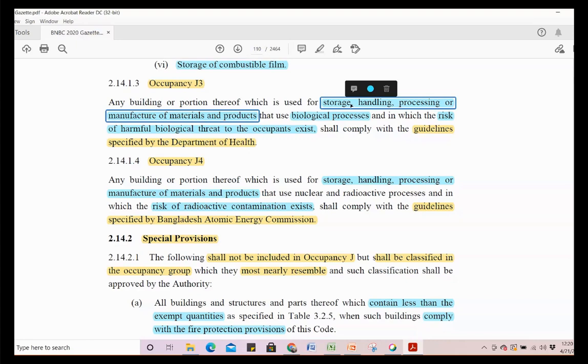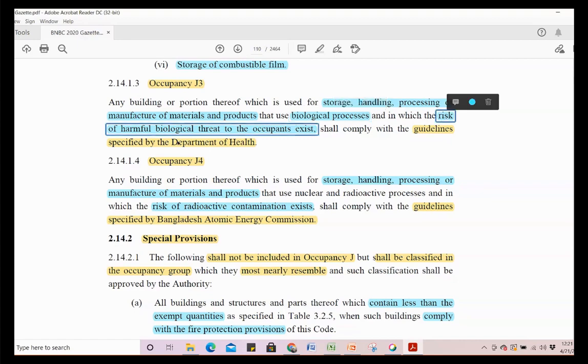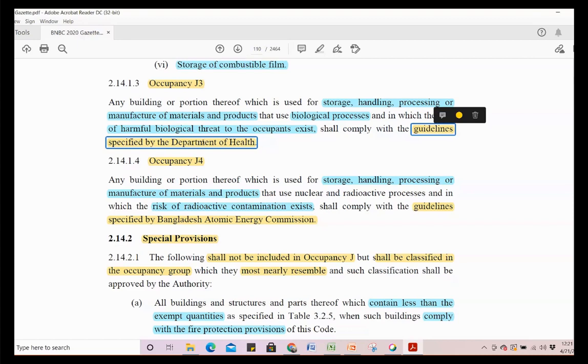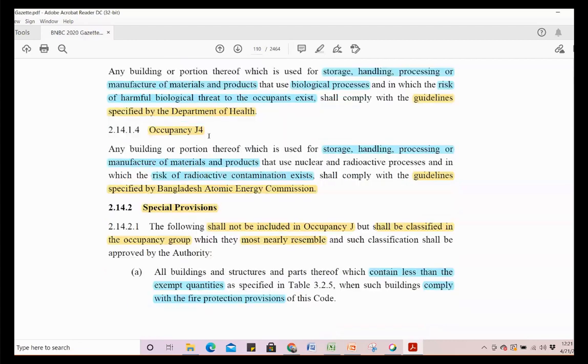Now comes the occupancy J3. J3, again, is about the storage, handling, processing, manufacturing of materials and products that use biological processes, and in which the risk of harmful biological threat to the occupants exists. Here is one important reference: the guidelines specified by the Department of Health must be complied with. So for occupancy J3, there is a new authority as well. We must comply with the guidelines of the Department of Health.